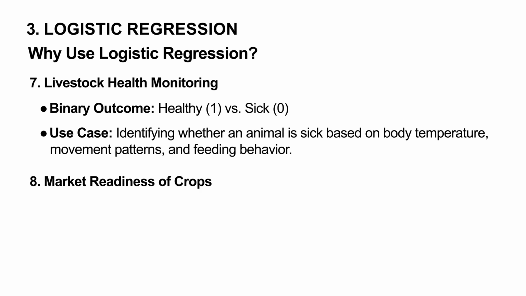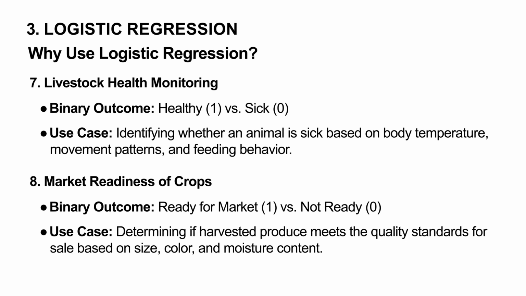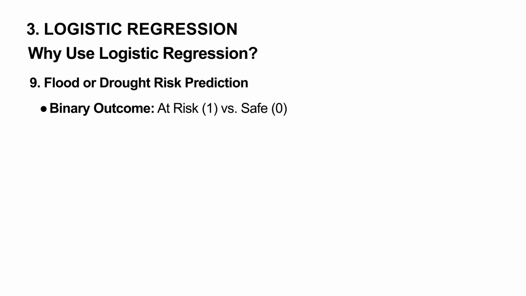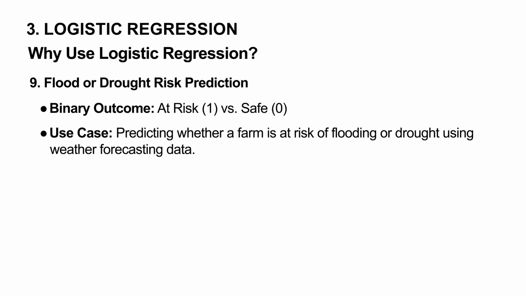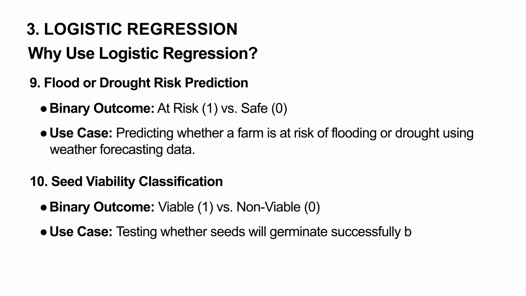8. Market readiness of crops. Binary outcome, ready for market, 1 versus not ready, 0. Use case, determining if harvested produce meets the quality standards for sale based on size, color, and moisture content. 9. Flood or drought risk prediction. Binary outcome, at risk, 1 versus safe, 0. Use case, predicting whether a farm is at risk of flooding or drought using weather forecasting data. 10th, seed viability classification. Binary outcome, viable, 1 versus non-viable, 0. Use case, testing whether seeds will germinate successfully before planting.